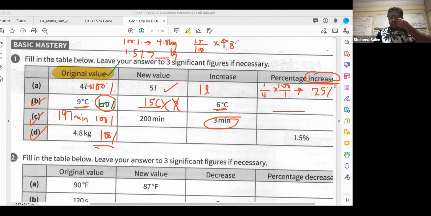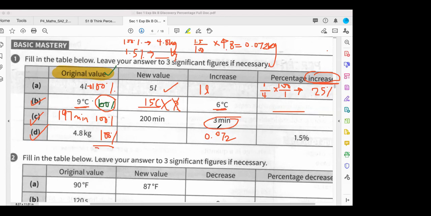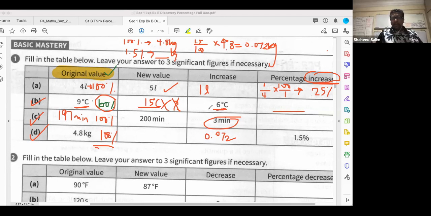And you will get the answer to be 0.072 kg. And it's correct. Then now you got to ask yourself, how to get this center number? You see, 197 plus 3, 200. 9 plus 6, 15. So take 4.8 plus 0.072, get 4.872 kg. Yeah, I hope you are okay.